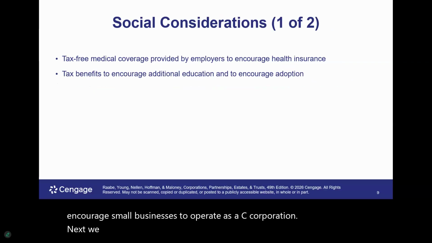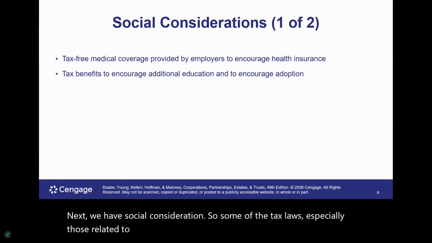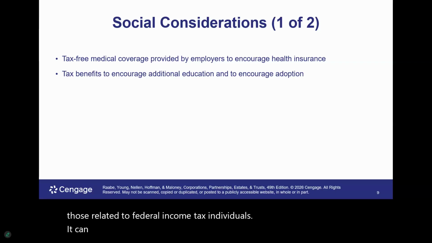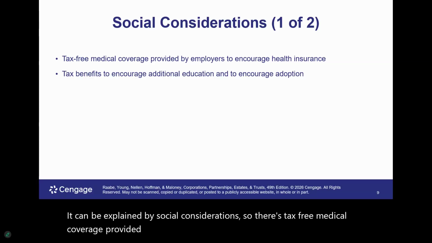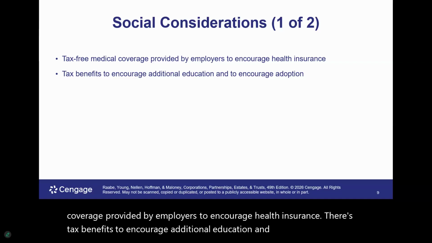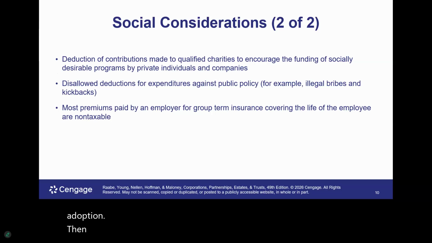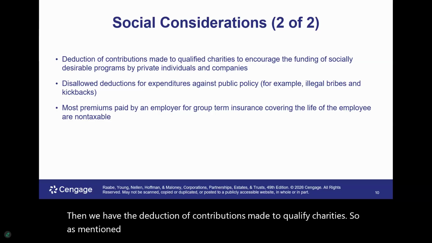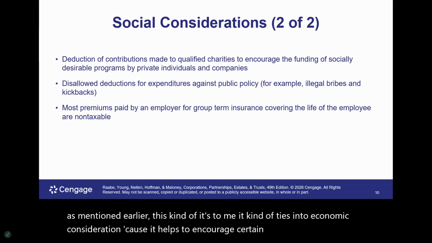Next, we have social considerations. Some of the tax laws, especially those related to federal income tax for individuals, can be explained by social considerations. There's tax-free medical coverage provided by employers to encourage health insurance. There are tax benefits to encourage additional education and to encourage adoption. Then we have the deduction of contributions made to qualified charities. As mentioned earlier, to me this ties into an economic consideration because it helps to encourage certain activities, and it's also a social consideration.